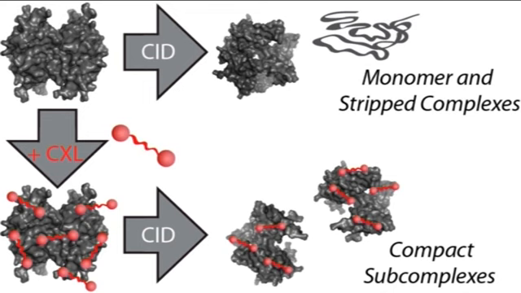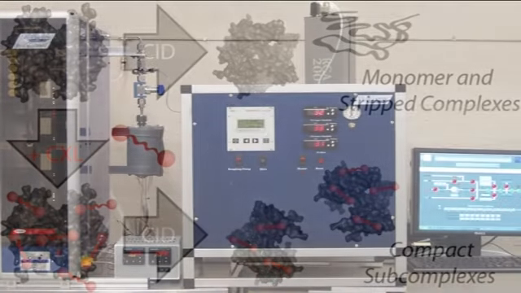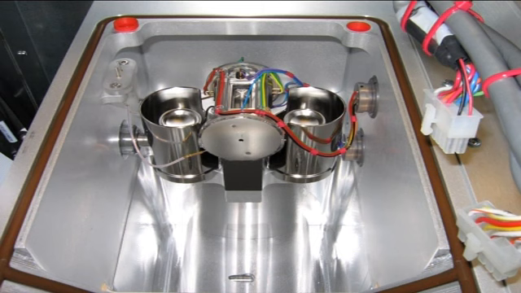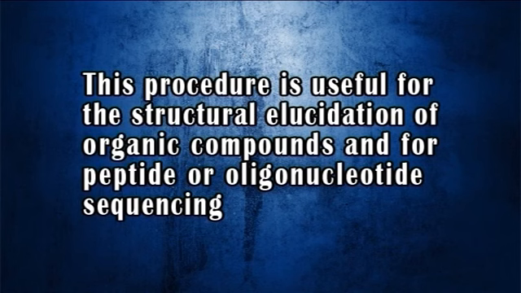Structural information can be generated using certain types of mass spectrometers, usually those with multiple analyzers, which are known as tandem mass spectrometers. This is achieved by fragmenting the sample inside the instrument and analyzing the products generated. This procedure is useful for the structural elucidation of organic compounds and for peptide or oligonucleotide sequencing.